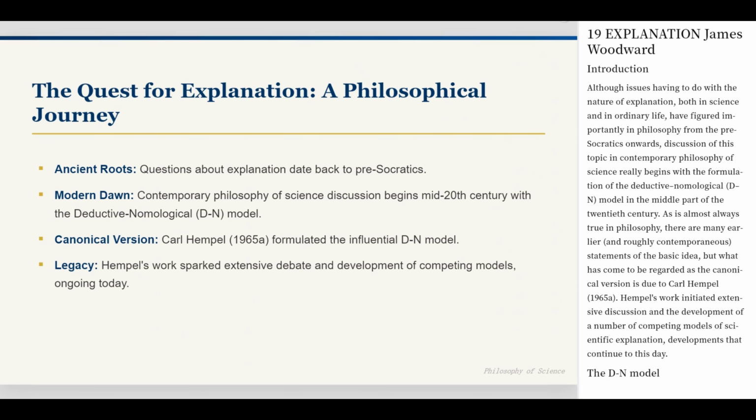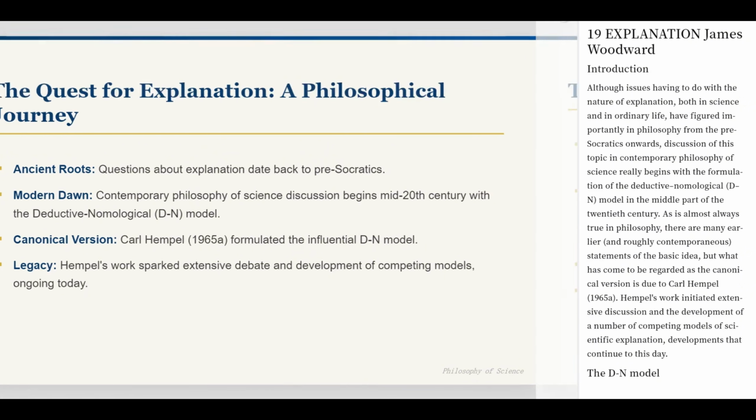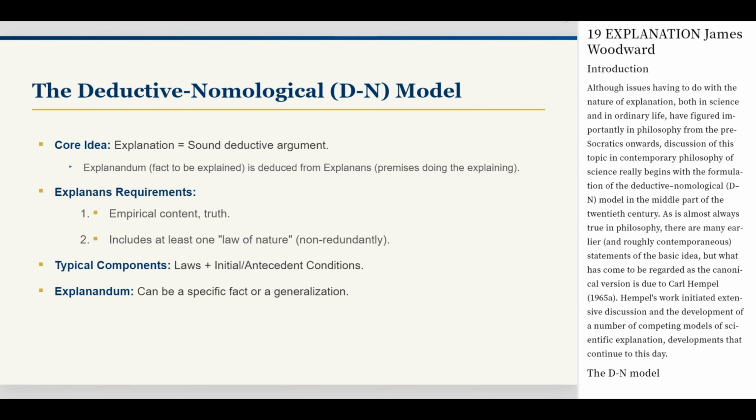The star of this show, the one who put the DN model on the map, was Carl Hempel. His work wasn't just a passing idea. It became the central battleground, sparking decades of debate and inspiring a whole zoo of alternative theories that are still being debated today. So, what exactly is this DN model Hempel championed?